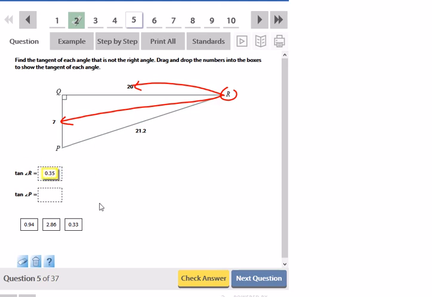And if you didn't realize from the last one, the tangent of the other angle is going to be the reciprocal. So this was 7 over 20. This is going to be 20 over 7, which looks like it's going to be 2.86, approximately. That's rounded.